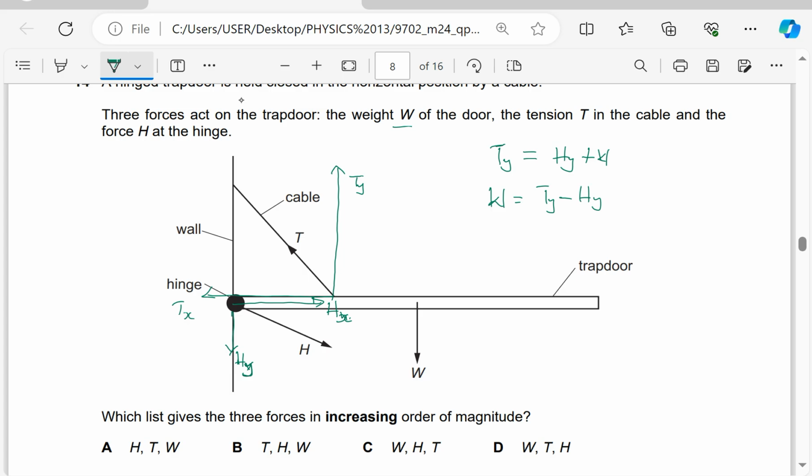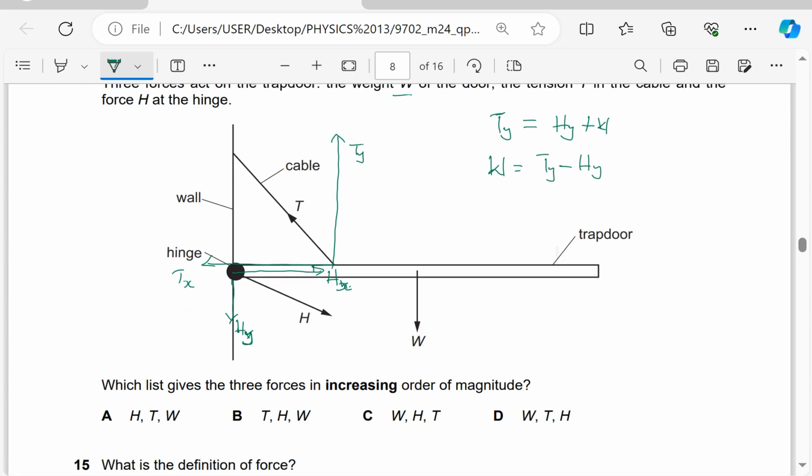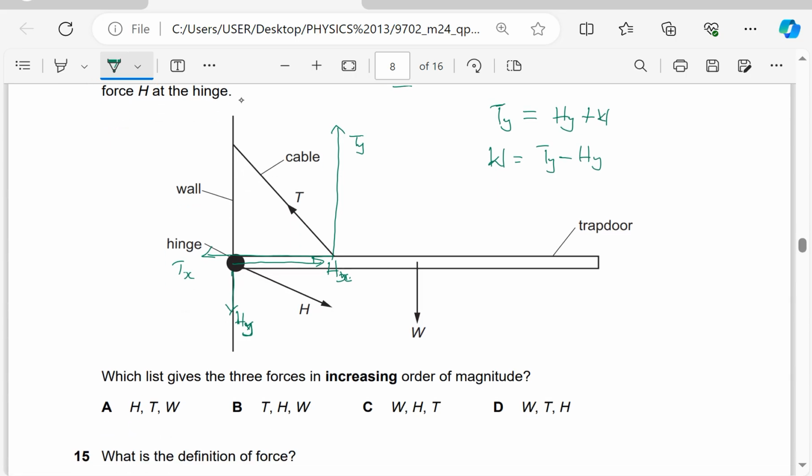Number two, if we took moments about the pivot, or about the hinge, W causes a clockwise moment and the component of T will cause an anti-clockwise moment. Let's look at the distances. I'll call this one D1. And I'll call the distance of W from the pivot D2.